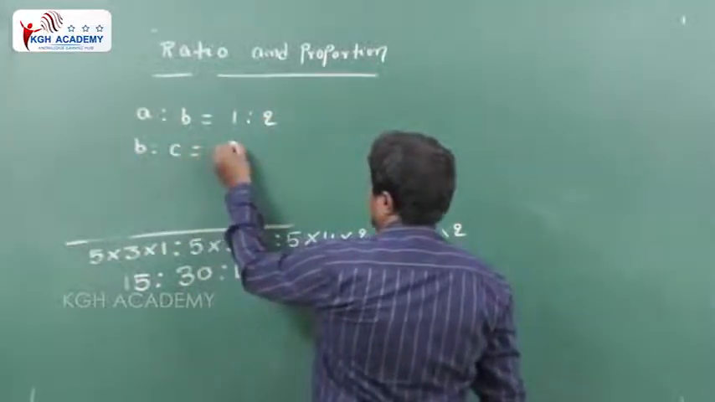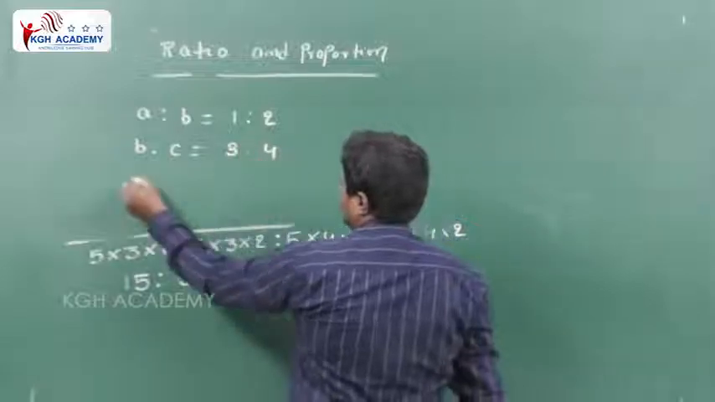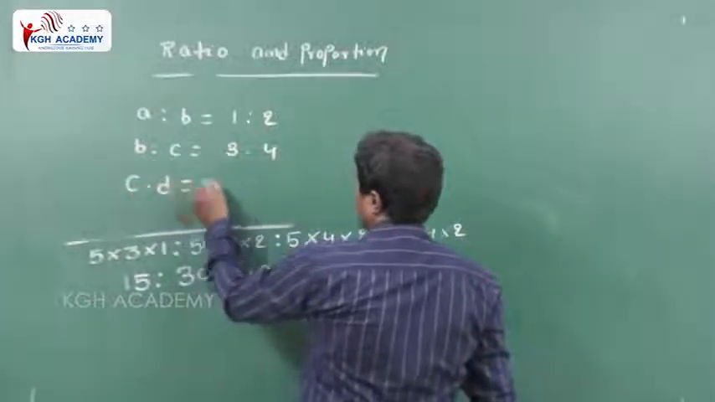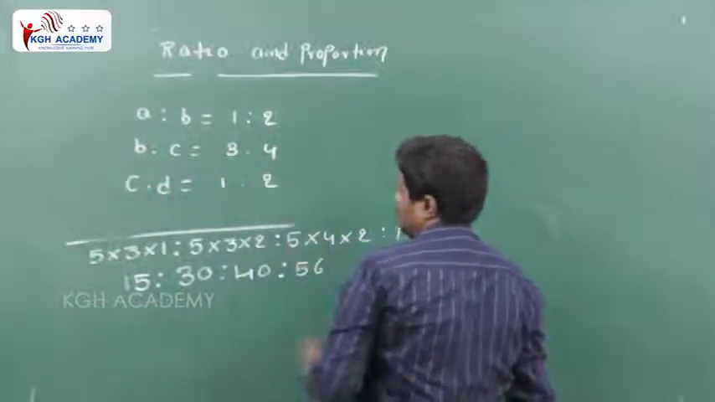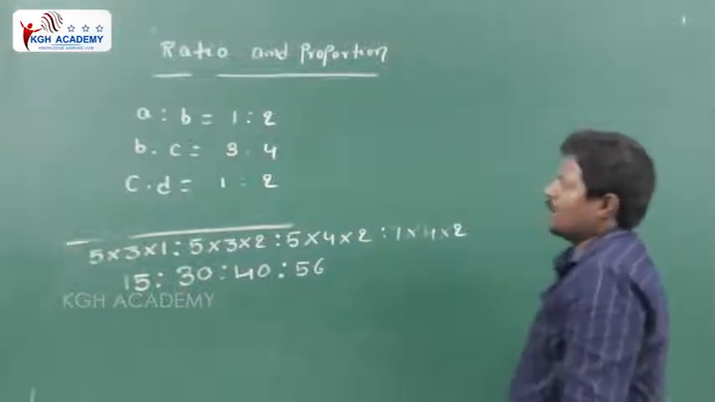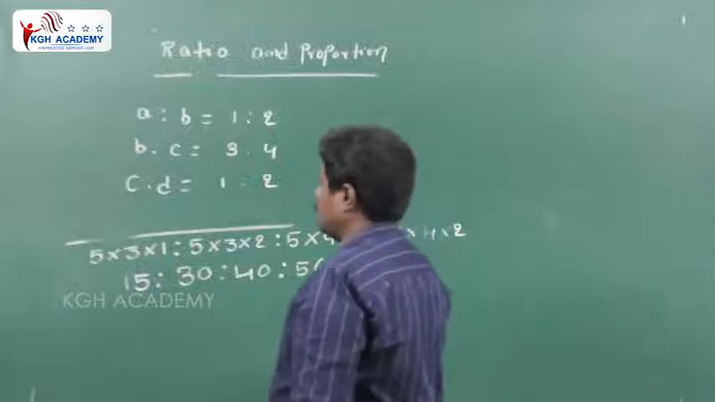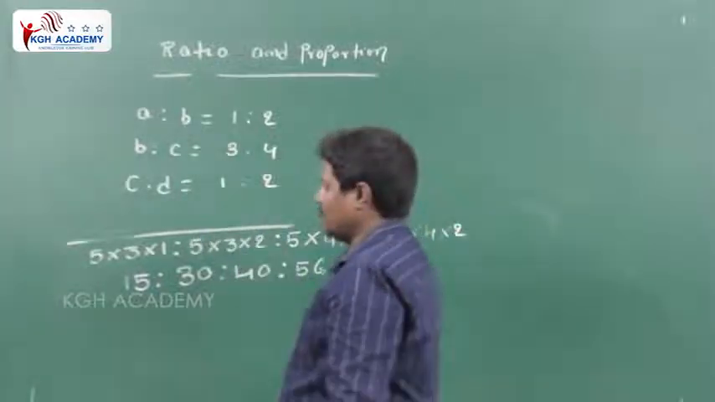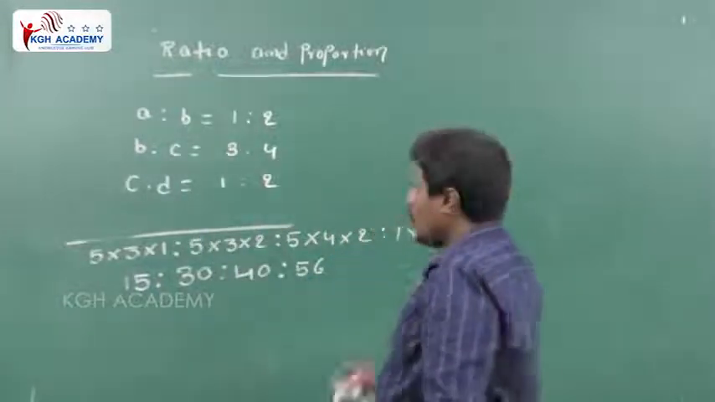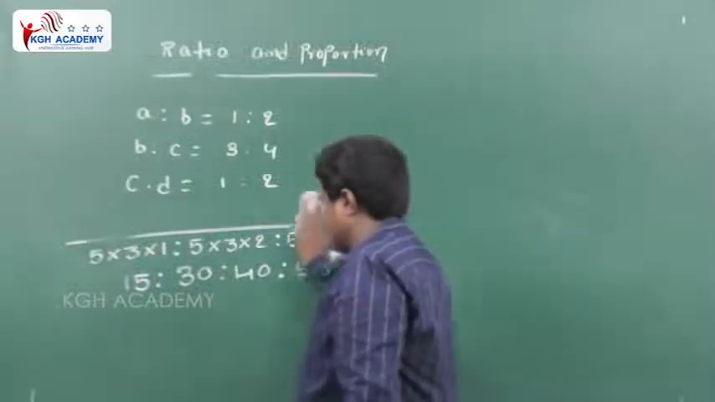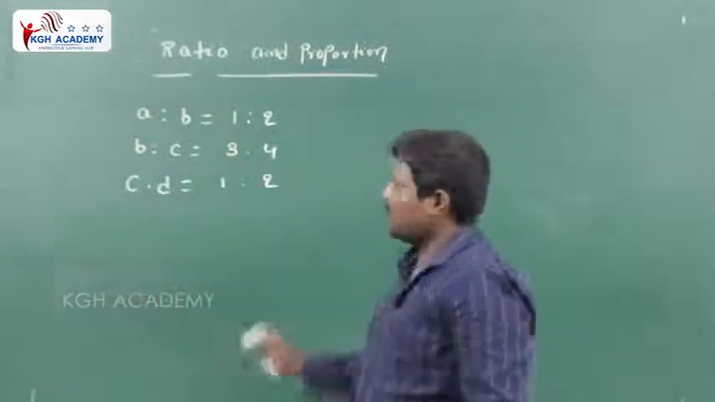B is to C equals 3 is to 4. C is to D equals 1 is to 2. A is to B equals 1 is to 2. B is to C equals 3 is to 4. C is to D equals 1 is to 2. What is the ratio of A, B, C and D?